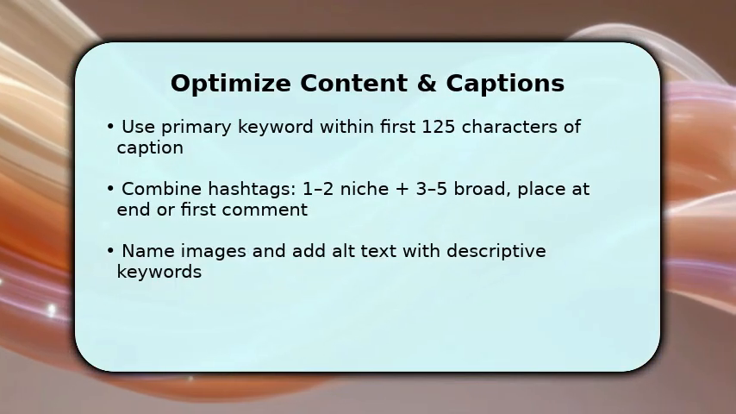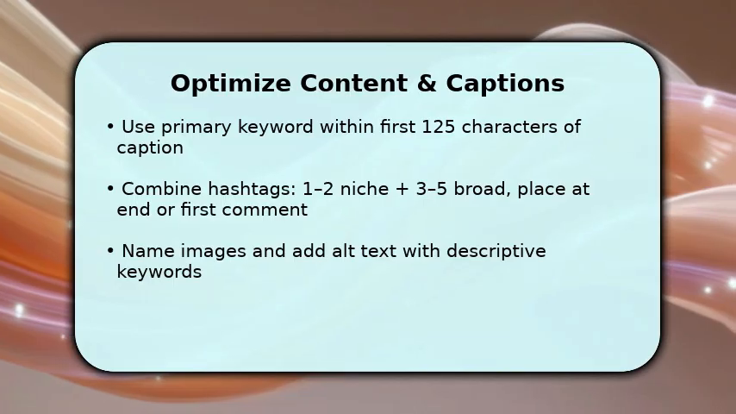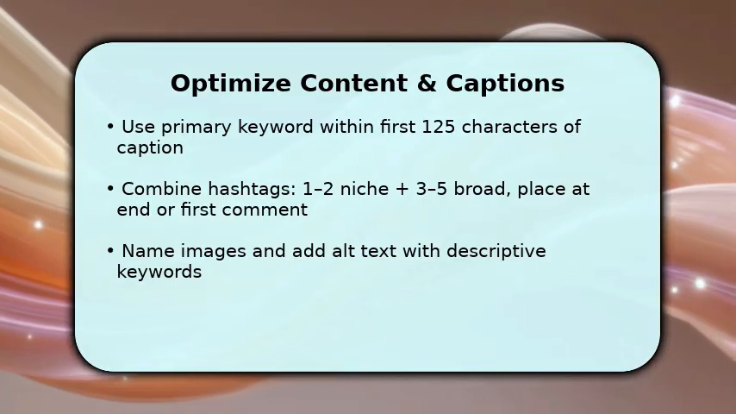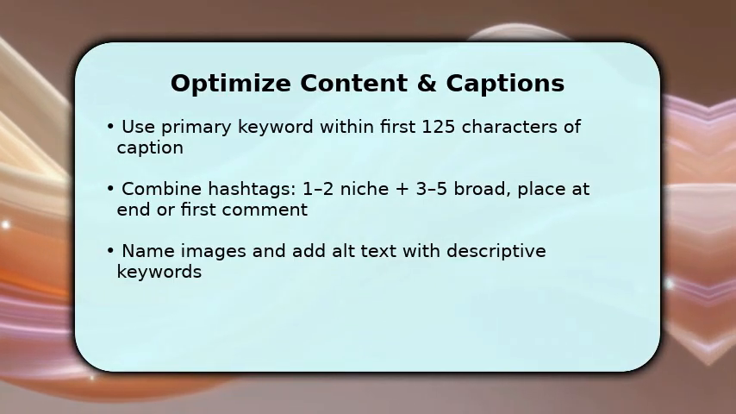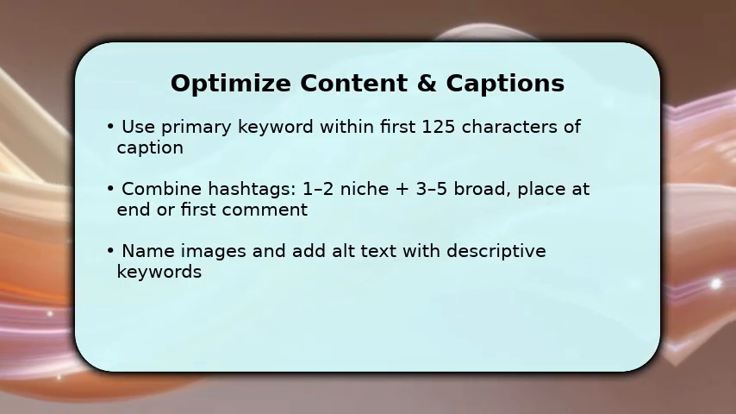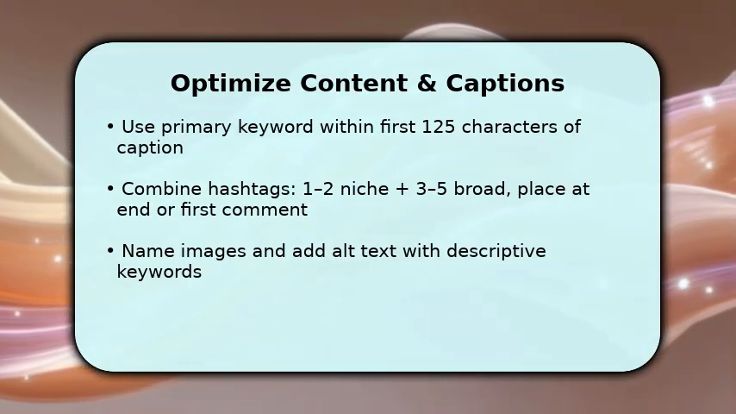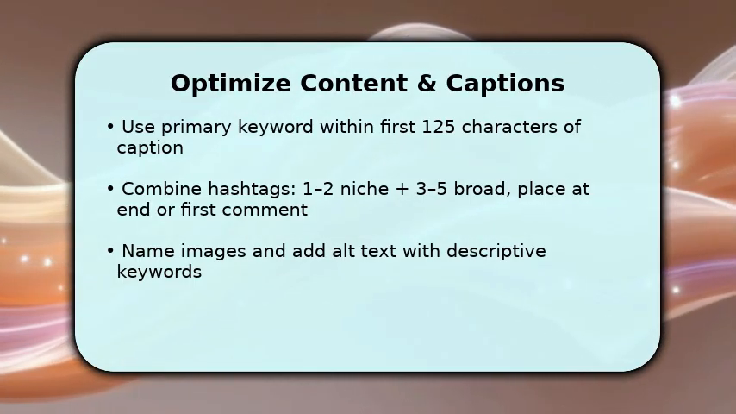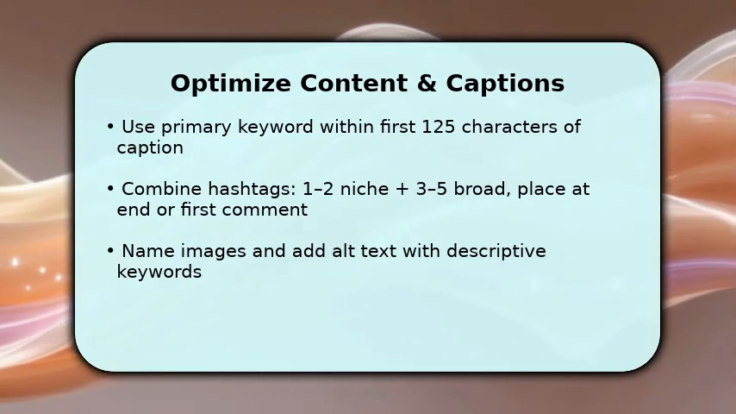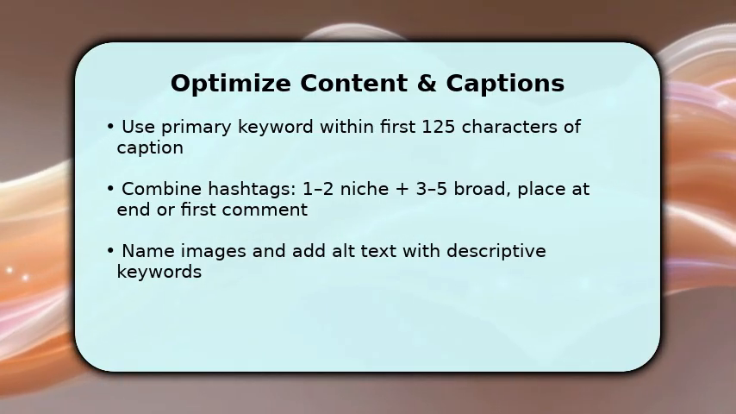Now you focus on how content signals rank. Begin captions with your primary keyword because Instagram weights early text. That helps search and on-page snippets. Make alt text descriptive and include relevant keywords so visually impaired and algorithmic readers understand the image. Name files before upload for extra clarity.